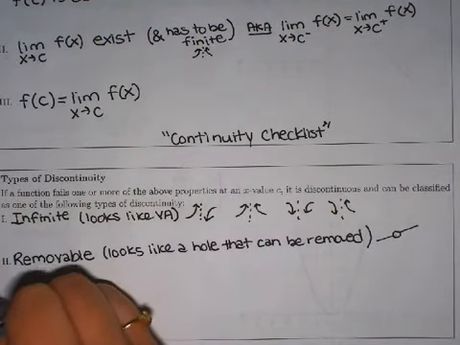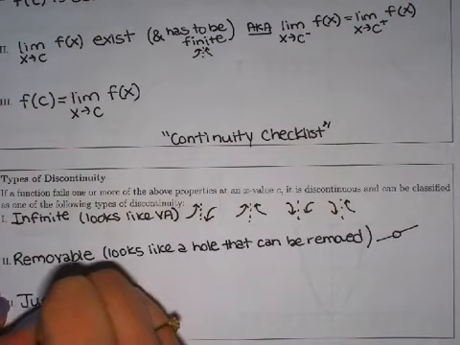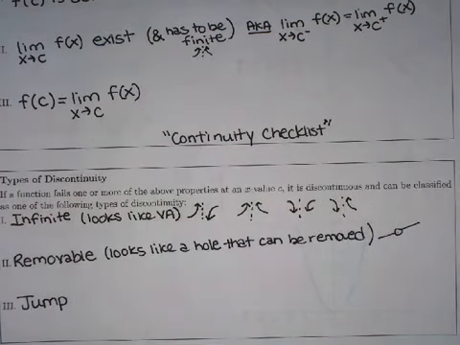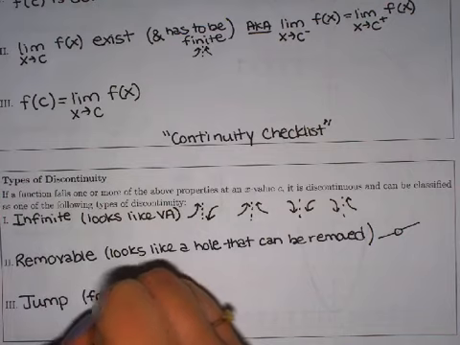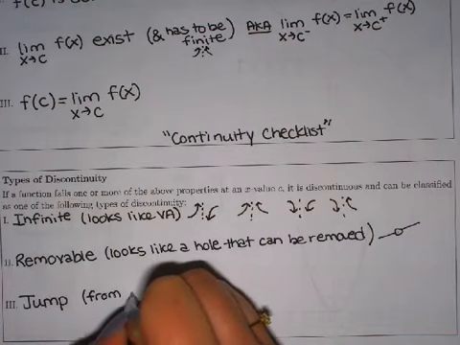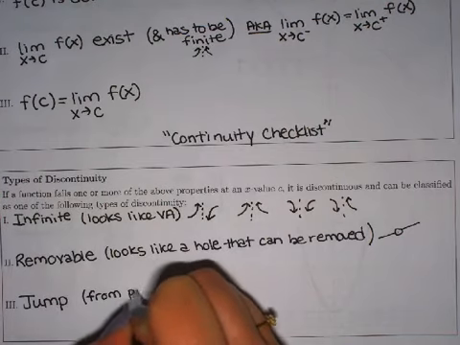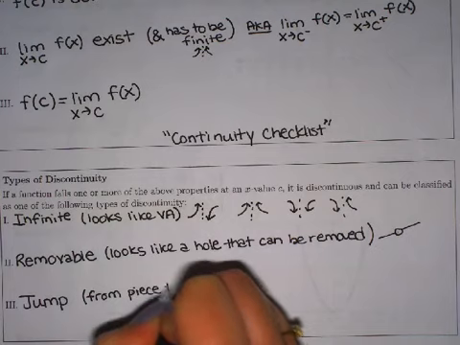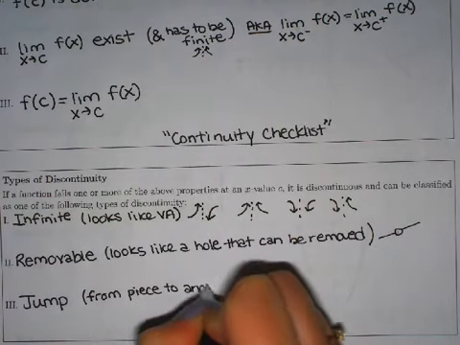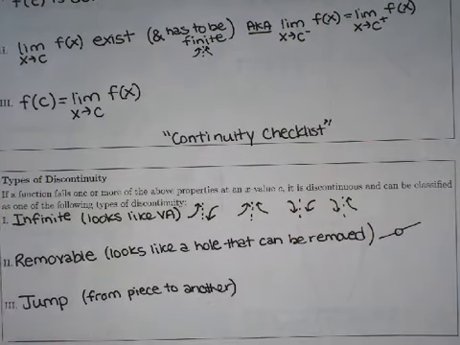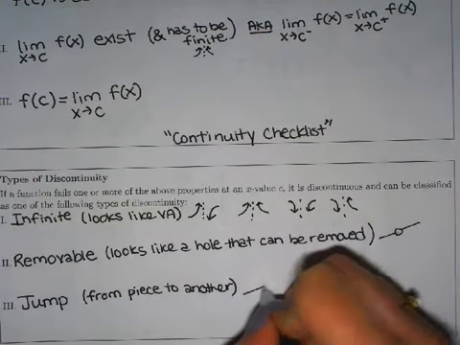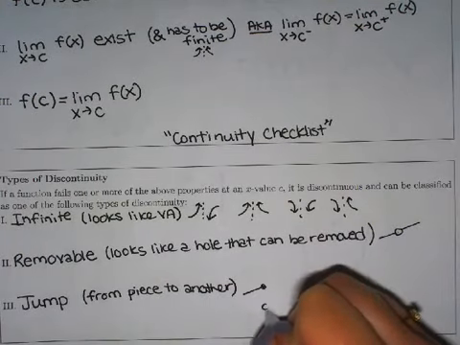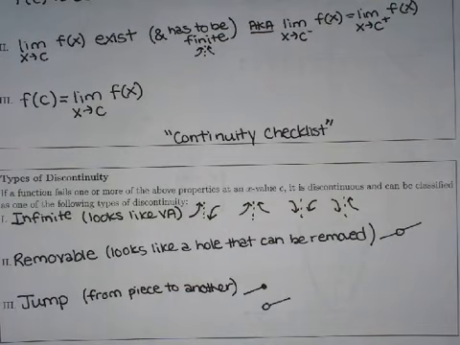Our last type of discontinuity is called a jump. This is where you jump from one graph to another. So it gets its name because you jump from one piece to another, one part of a graph to another. So something that's a jump could be this.